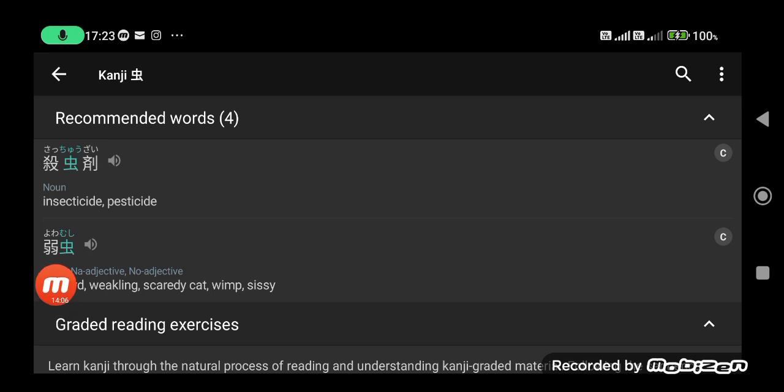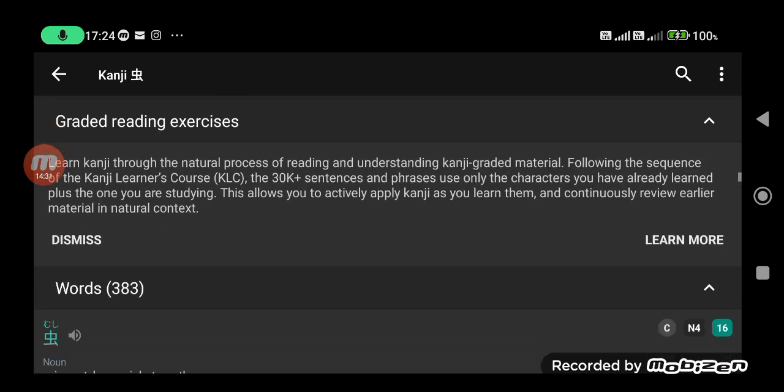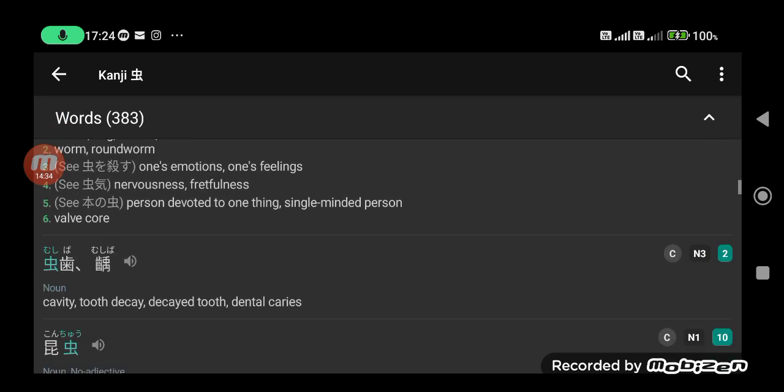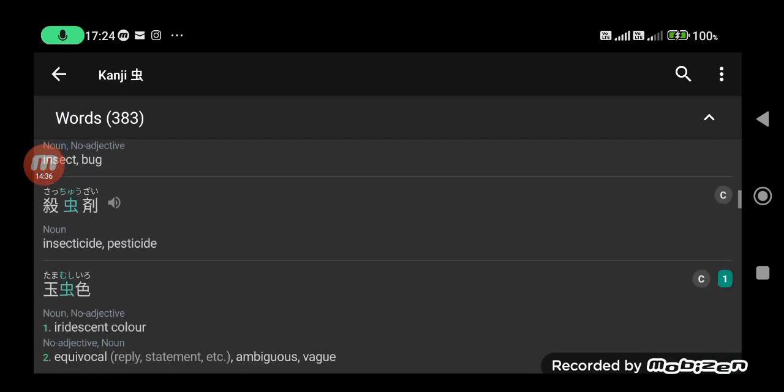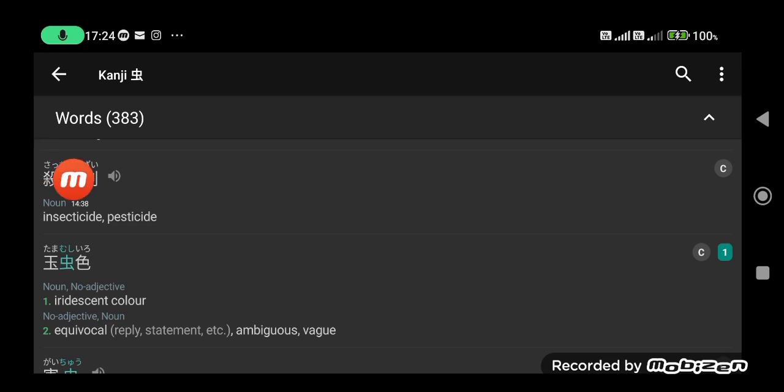Okay, how about this? Yowamushi. Yowamushi means you're a coward or a scaredy cat or a wimp, or weakling. Yowamushi, because the first kanji means weak, and mushi means mania. Yowamushi means coward, weakling, scaredy cat, wimp. Okay, so let's just skip some things here.